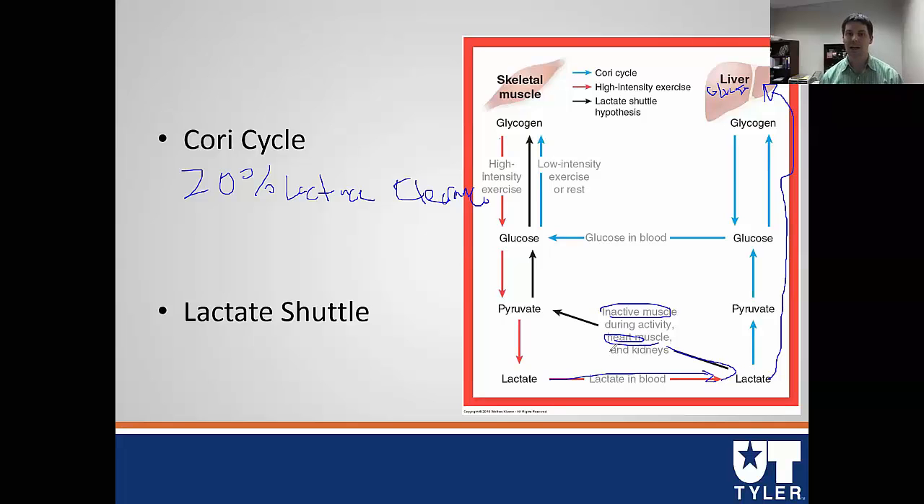And we now know during high intensity exercise that about 70% of lactate is removed by the lactate shuttles of nearby tissues using lactate, turning it back into pyruvate, and sending it down the aerobic pathway.